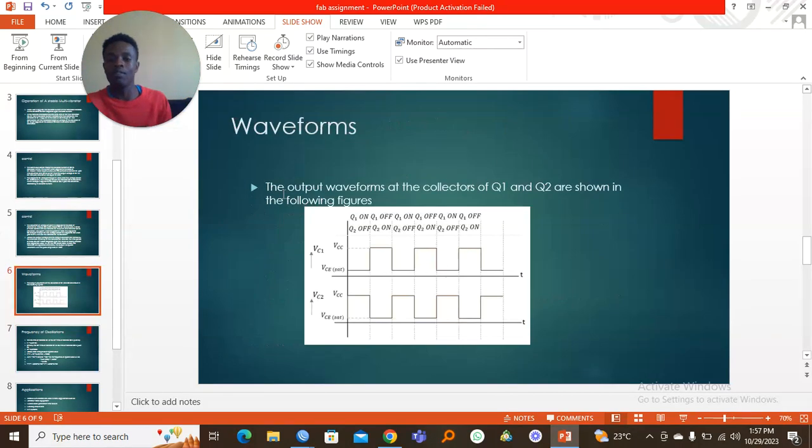So we have the waveforms that are formed. This is the waveform formed at the collectors of Q1 and Q2. We have the square waveforms. When Q1 is on, Q2 is in off state. When Q1 is in off state, Q2 is in on state. These are the waveforms formed after we feed our transistors with VCC.